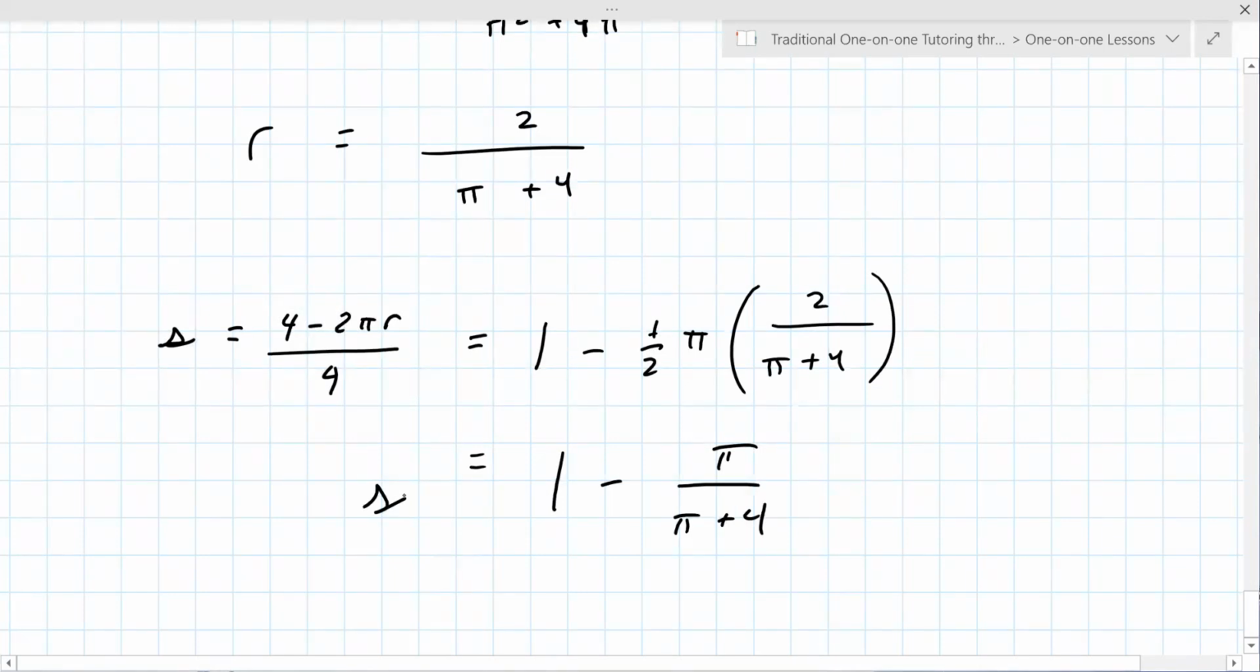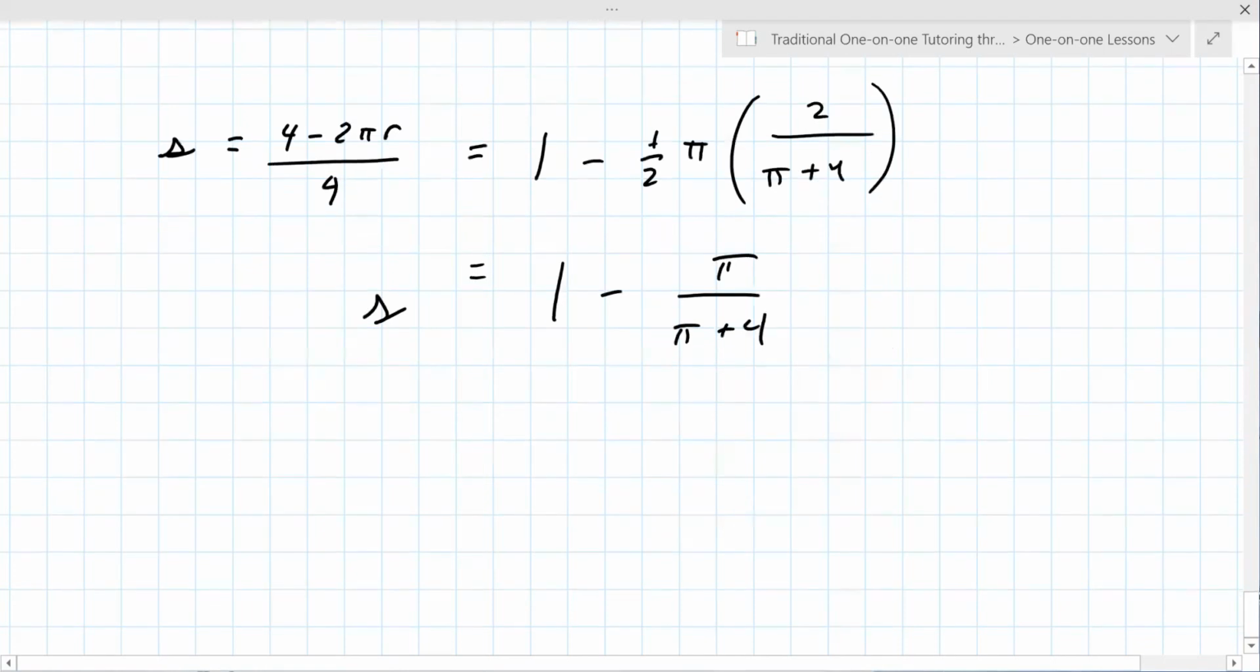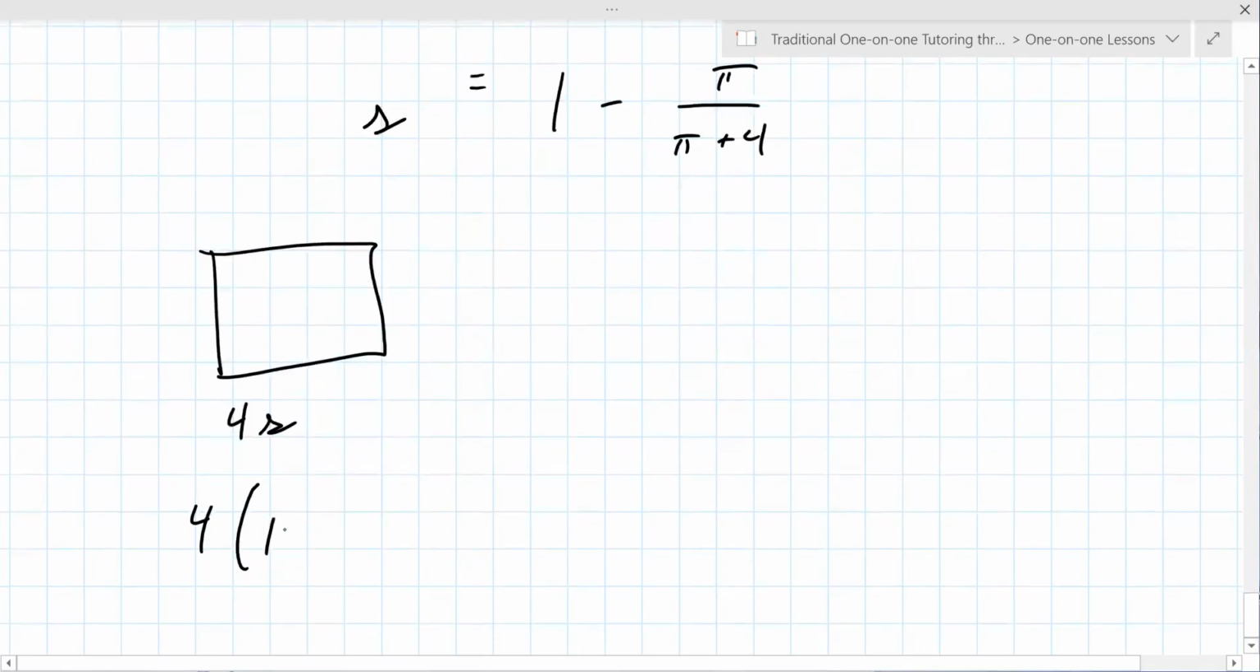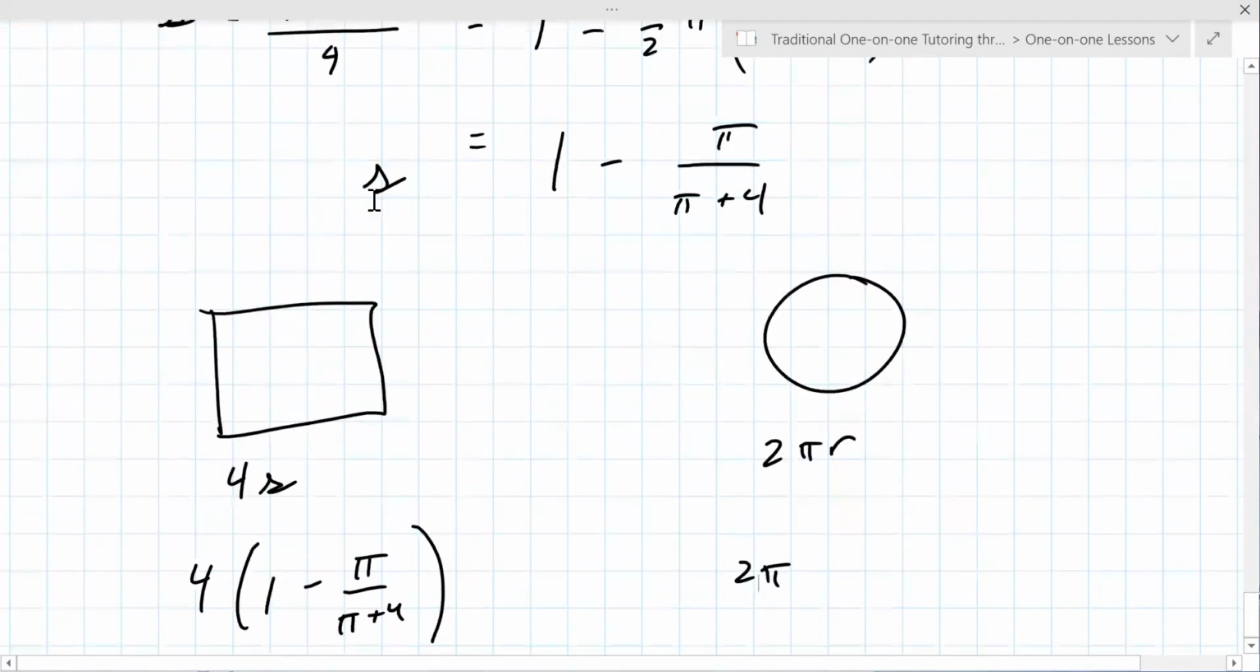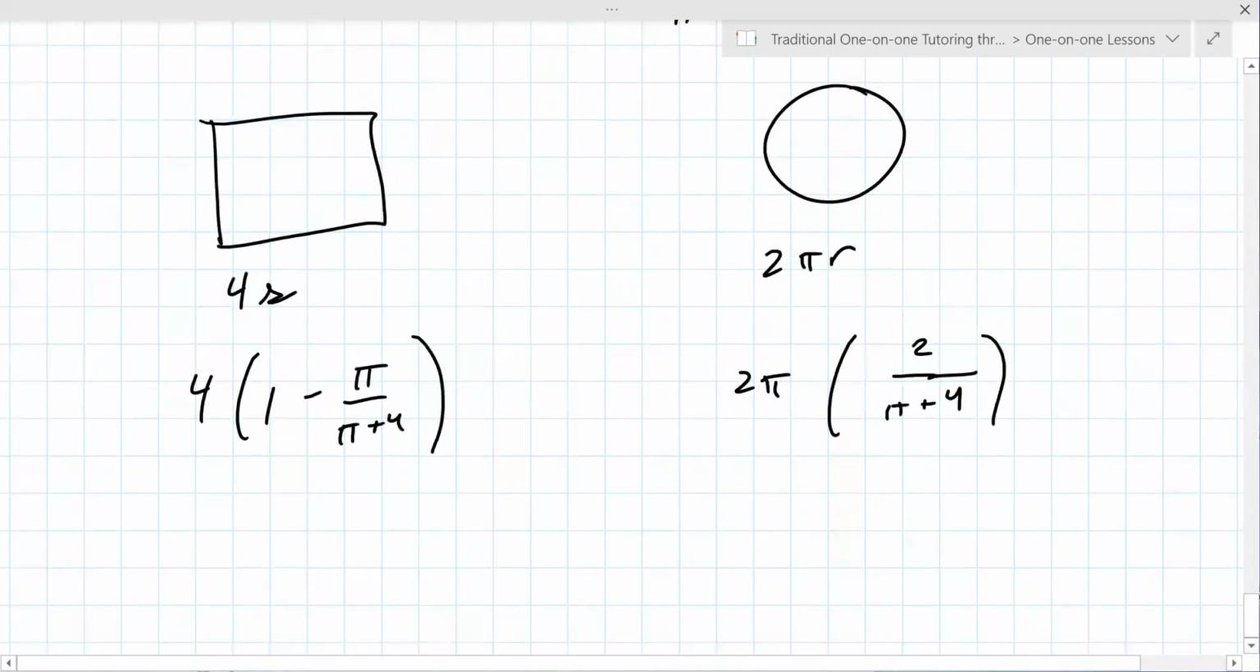Okay, and then it asks how much should be used for the circle and how much should be used for the square. So the square is 4s. So it's 4 times this thing you just saw me do here. And then the circle is 2 pi r. So it's 2 pi times, and r was 2 over pi plus 4. So whatever, 4 pi over pi plus 4. And those are your 2 answers.